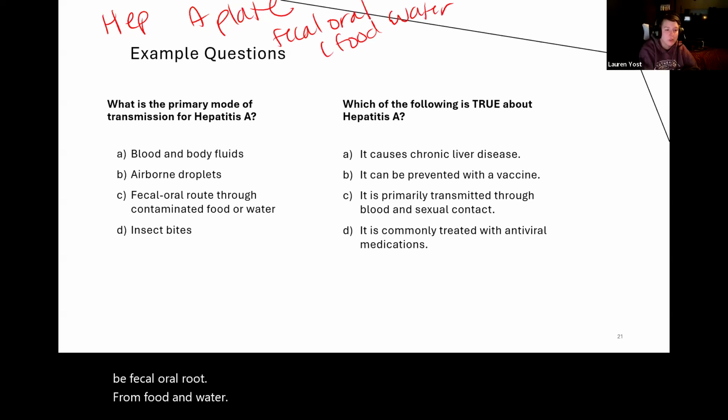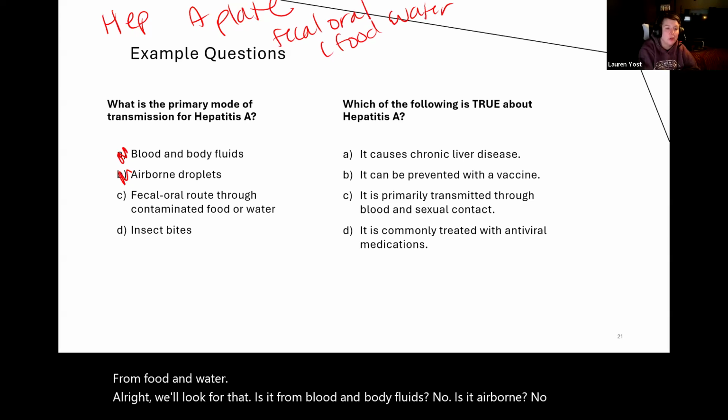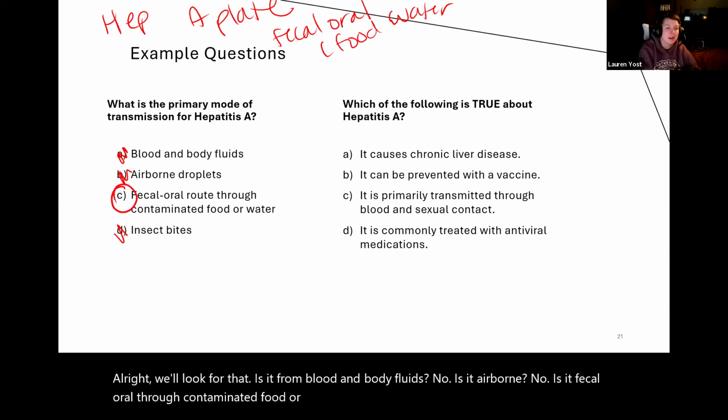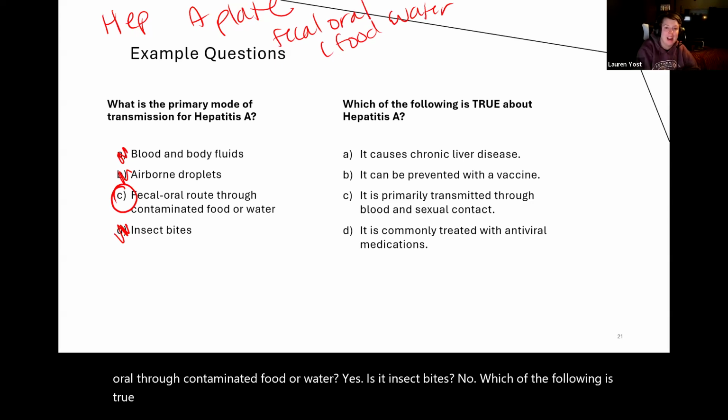Okay, so we'll look for that. Is it from blood and body fluids? No. Is it airborne? No. Is it fecal oral through contaminated food or water? Yes. Is it insect bites? No. Which of the following is true about Hep A?